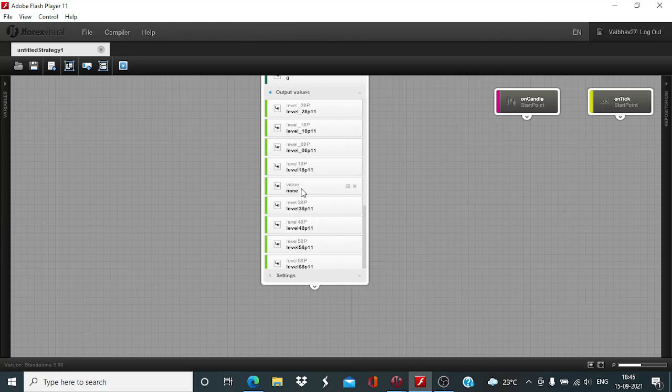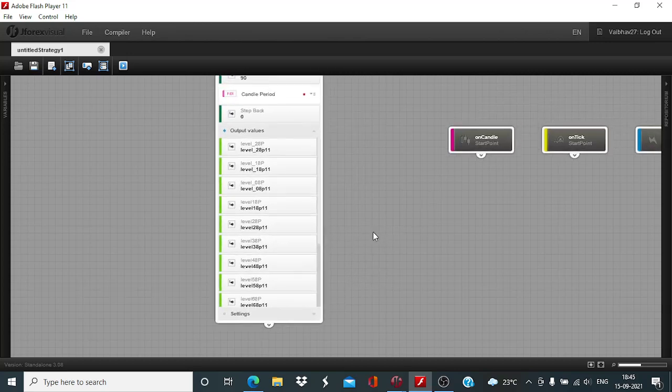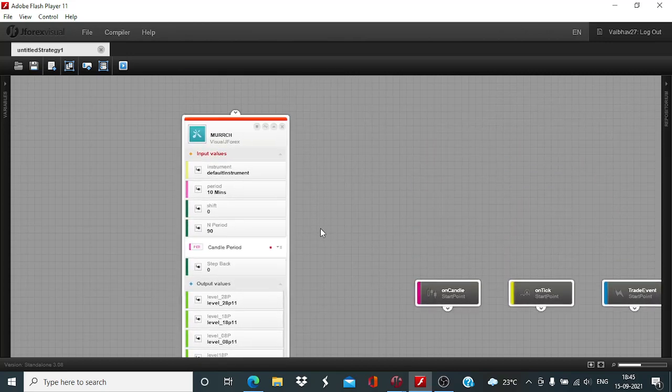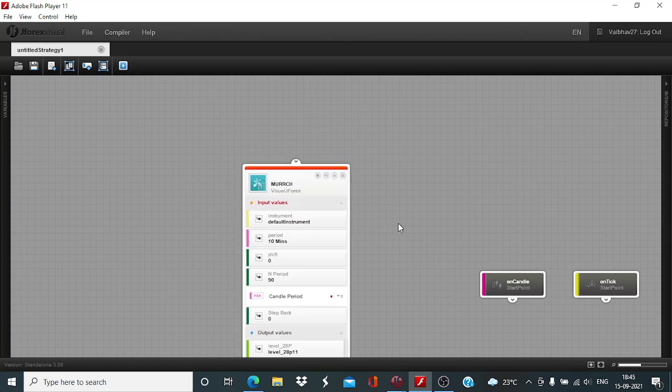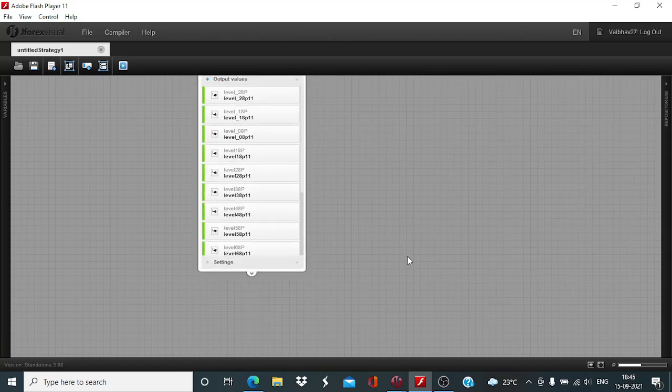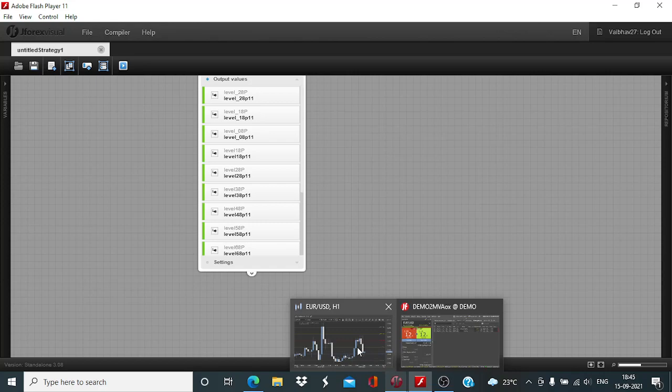So here there is the value 28P11, the 48P11 and the 68P11. So these are the three critical values for our formation, and along with this hourly setup we are also going to take help of the 4 hourly setup.